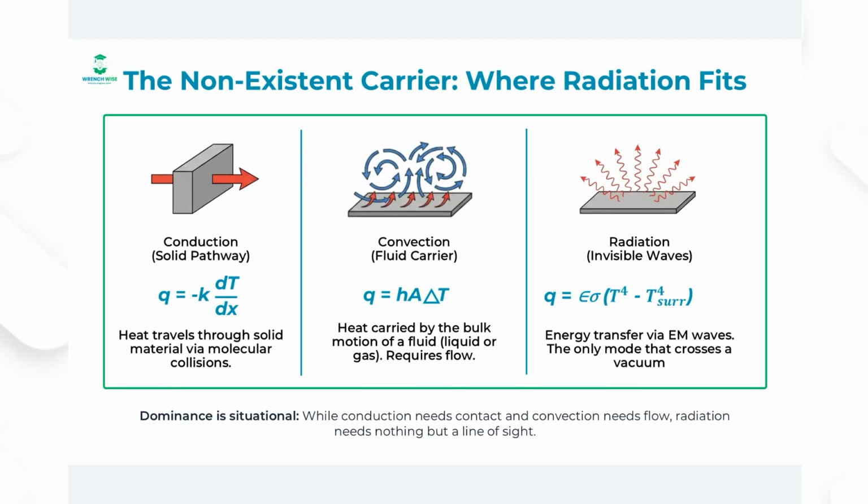Now, radiation is the only mode that does not require any matter. It travels via electromagnetic waves and can cross a perfect vacuum. Looking at the equation here, we have epsilon times sigma, and in the brackets T to the power 4 minus T to the power 4 of the surroundings. Unlike the linear behavior of conduction and convection, radiation scales to the 4th power of temperature. This exponential relationship means that at high temperatures, it behaves vastly differently from the other two modes of heat transfer.